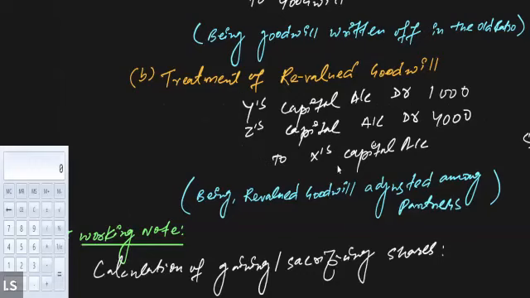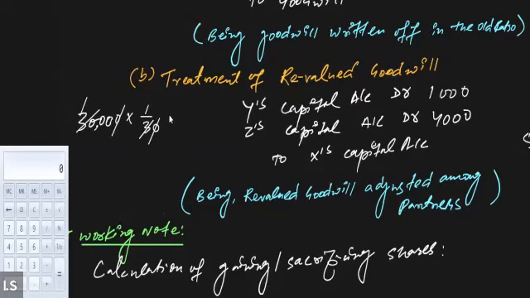Got it, everyone? Then the amount of goodwill, which was 30,000, will be distributed among Y, Z, and X. This will be done like this. 30,000 was the value of the revalued goodwill. Out of 30,000, Y's share will be 1/30. So the 0 will cancel the 0, and the 3 will cancel this 3.